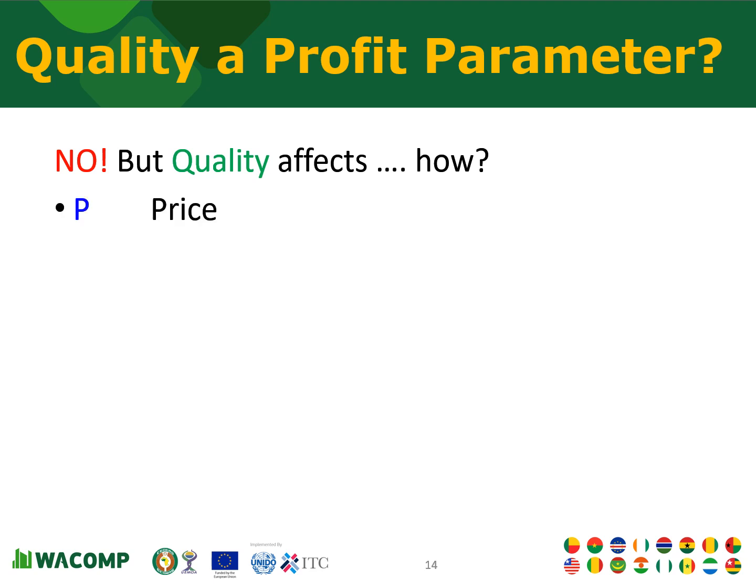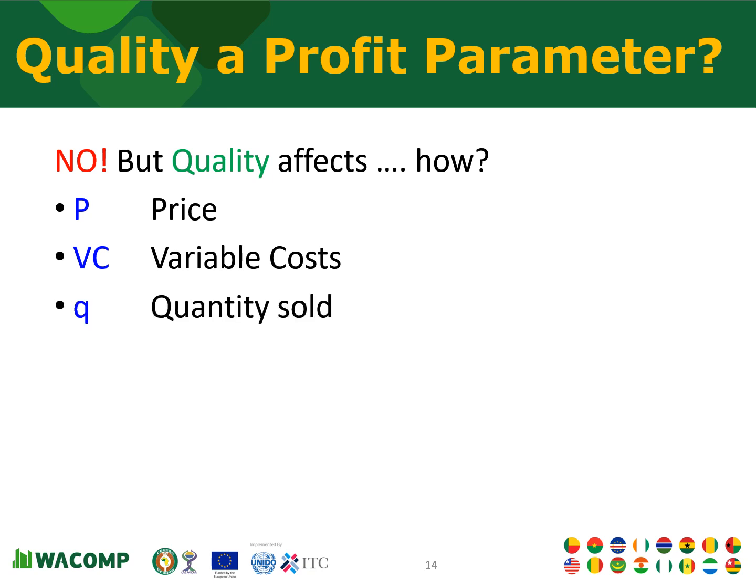Quality affects price. Poor quality, lower price. High quality, higher price. Quality affects variable costs. In order to compete on quality, you may want to buy better ingredients, but these are usually more expensive. Quality affects quantity sold. If you have a better quality than your competitor and can offer it at the same price, for sure you will sell larger quantities.